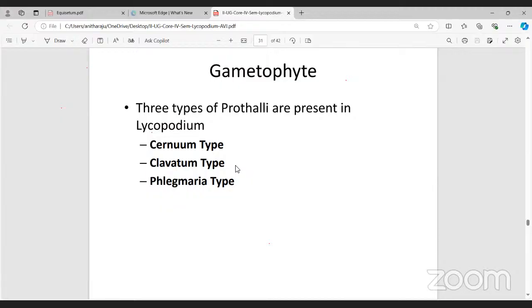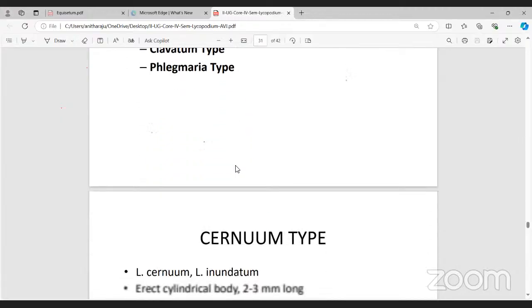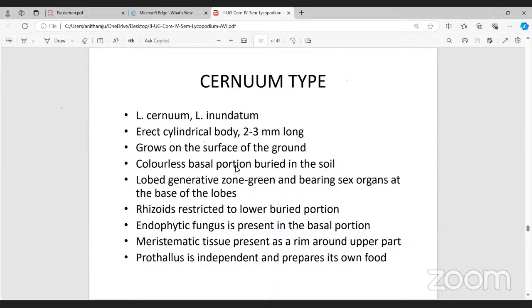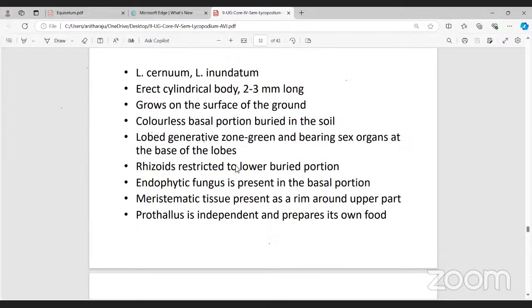Let's see one by one. That is based on shape and structure. Cernuum type: it is erect and cylindrical.